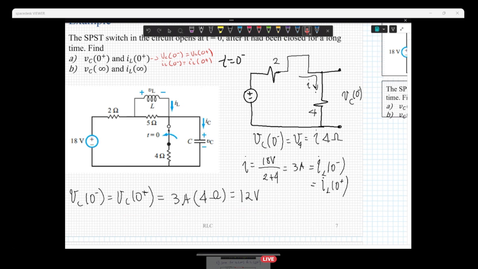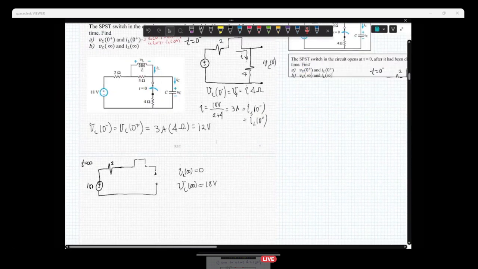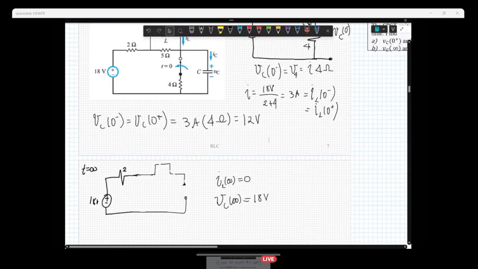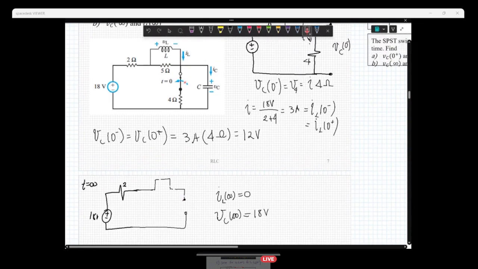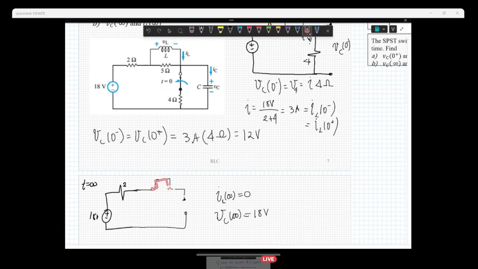So that's that. If you do the infinity, then you're just gonna do this. You're gonna flip the switch. Switch is off. The 4 ohm resistor is gone, but everything again is the same. So you have the inductor here again.